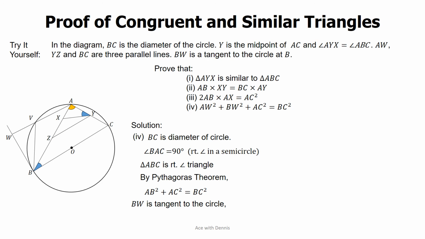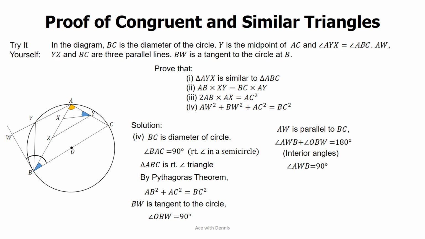BW is tangent to the circle. Therefore, angle OBW equals 90 degrees, which is this angle. AW is parallel to BC. Therefore, angle AWB plus angle OBW equals 180 degrees, because it is interior angles. Hence, angle AWB equals 90 degrees, which is this angle. And this proves that triangle AWB is a right angle triangle.